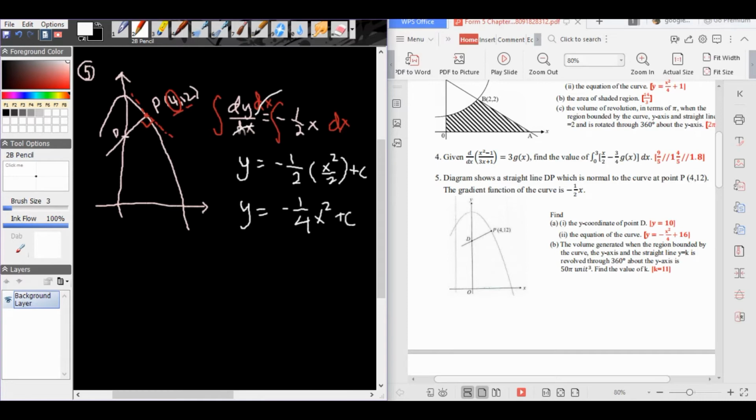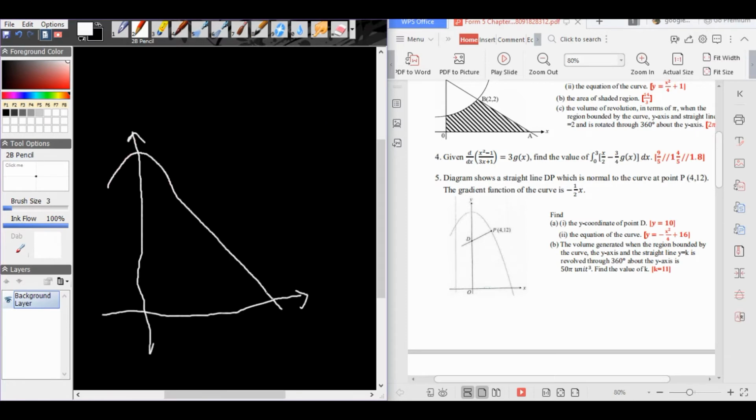How to find the value of c? You just need to substitute the coordinates of P, 4, 12. So 12 equals to negative 1 over 4 times 4 squared plus c. So c equals to 16. So y equals to negative 1 over 4x squared plus 16.